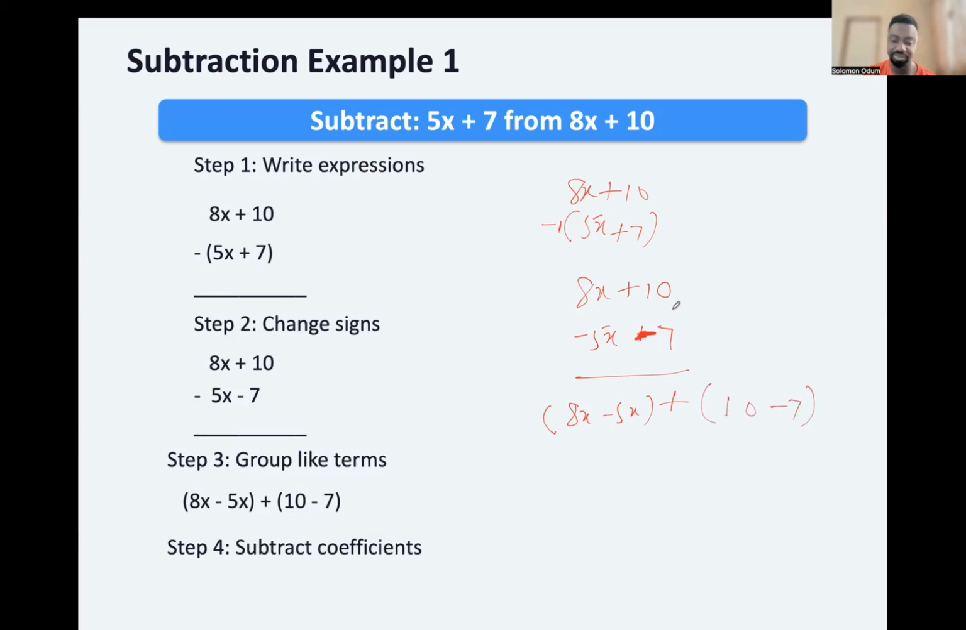8 minus 5 is 3, so we have 3x. Then plus 10 minus 7, which is 3. So the answer is 3x plus 3.